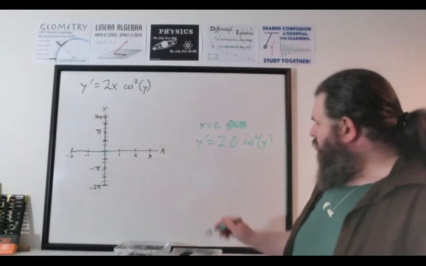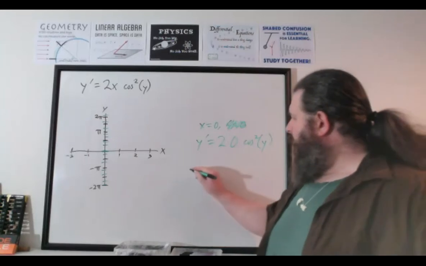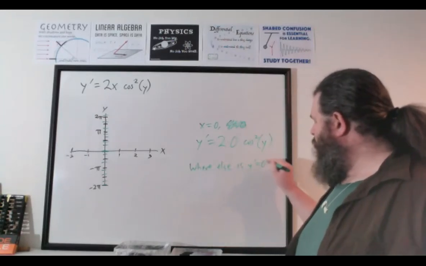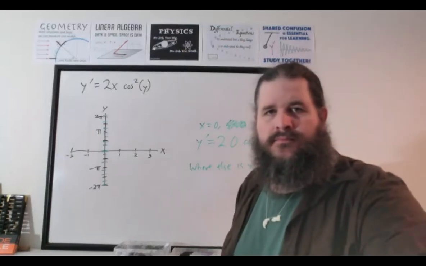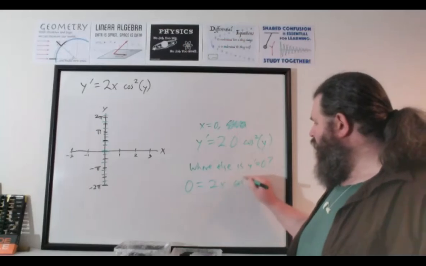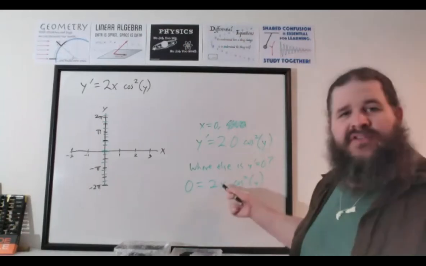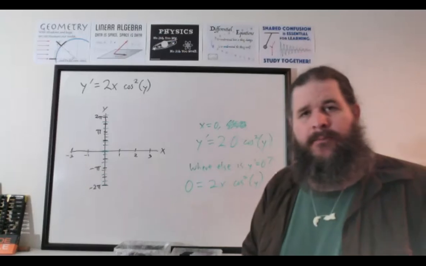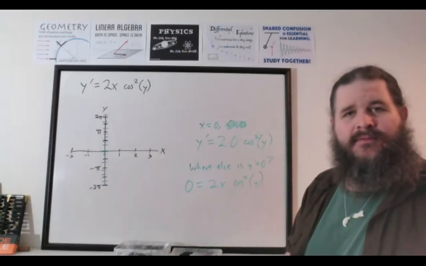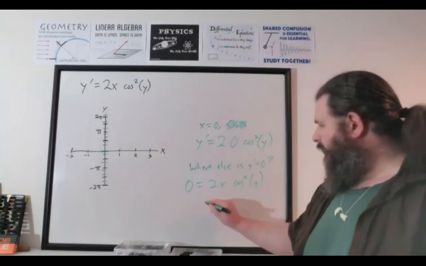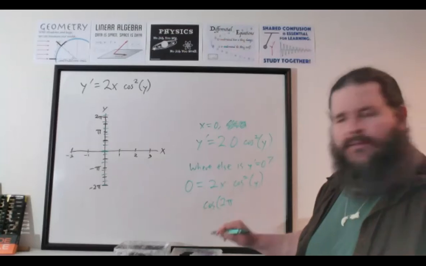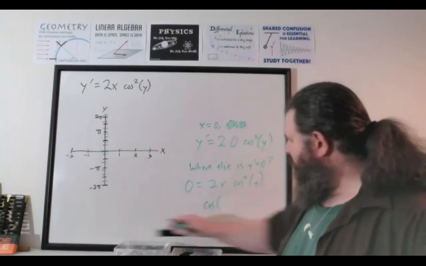We can also go a little further than that, though. Let's assume x is not 0. We want to know where else is y prime 0. So let's say 0 equals 2x times cosine squared y. We've already established that if x is 0, that makes the slope equal to 0. But what y values will guarantee that cosine of y becomes 0? Yeah, 2 pi should work, right? Cosine of 2 pi, wait, is that right? I think it's sine of 2 pi is 0, right? Cosine of what value would equal 0?